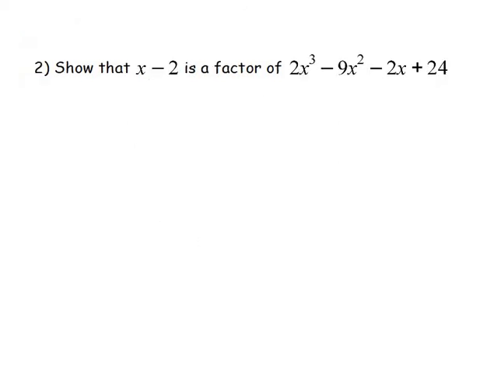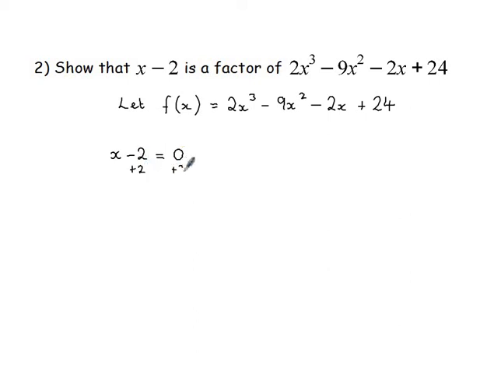Okay, next example then. So show that x minus 2 is a factor of 2x cubed minus 9x squared minus 2x plus 24. So again, exactly the same as before. So hopefully we're getting used to it now. Let f of x equals the 2x cubed minus 9x squared minus 2x plus 24. Okay, then take the x minus 2, put it equal to 0 and rearrange. So we're adding 2 to both sides to give us the value of x equals 2.